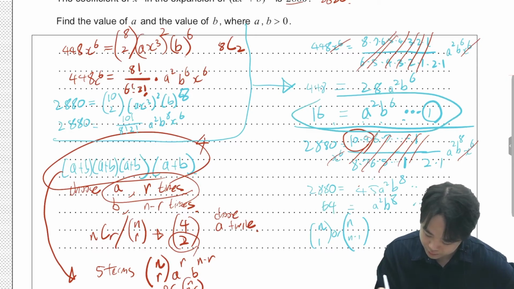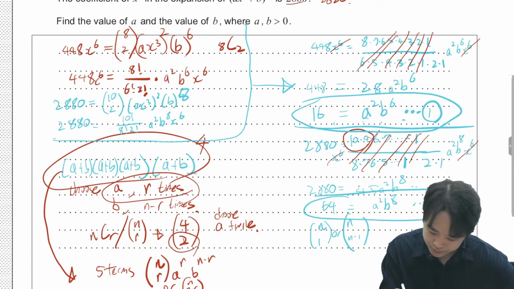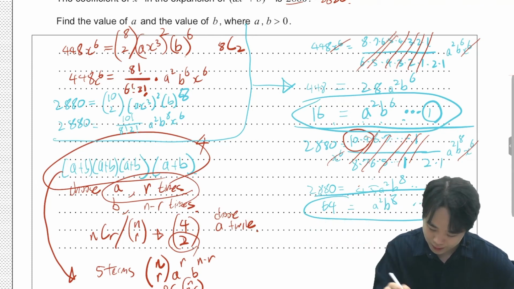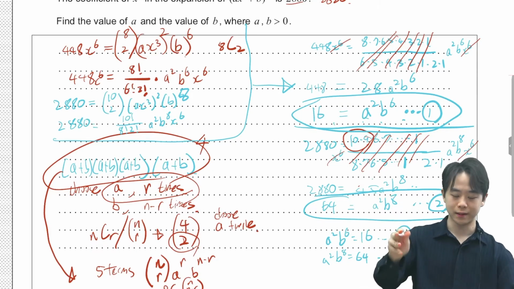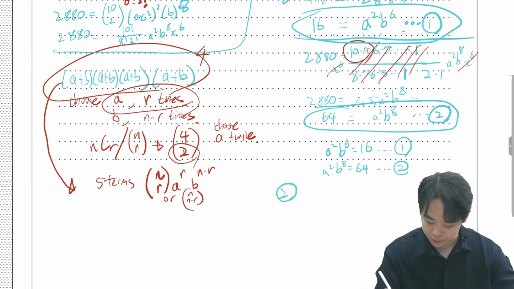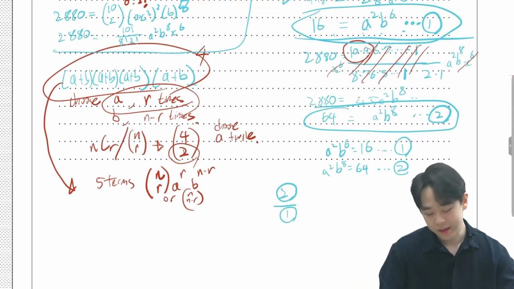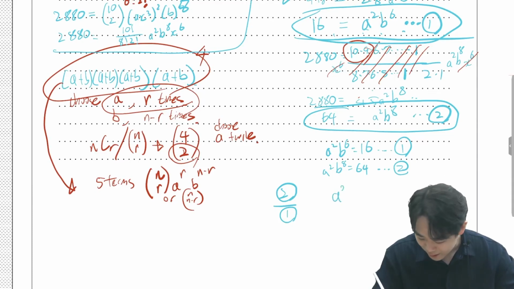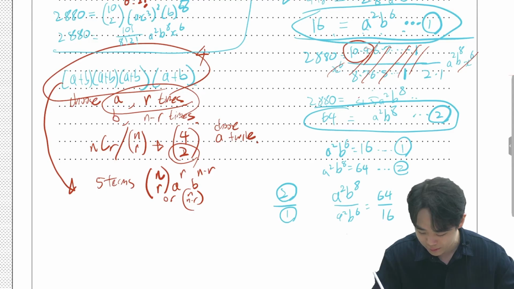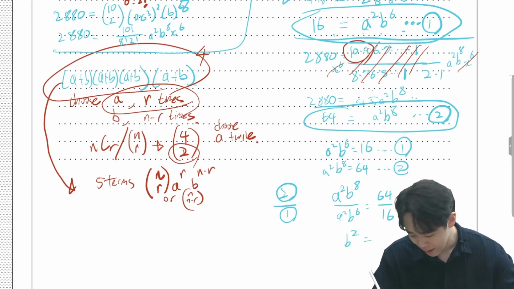So we have 2 equations right here. We're going to solve for this. How do we solve for that? If a squared b^6 is 16 and a squared b^8 is 64, we could opt to divide both sides. So we could divide equation 2 by 1. The left side divides by the left side, the right-hand side divides by the right-hand side. So we have a squared b^8 over a squared b^6, that's 64 over 16. b squared is 4.